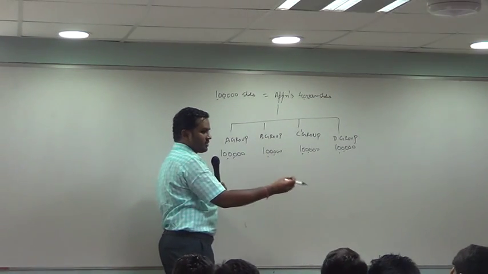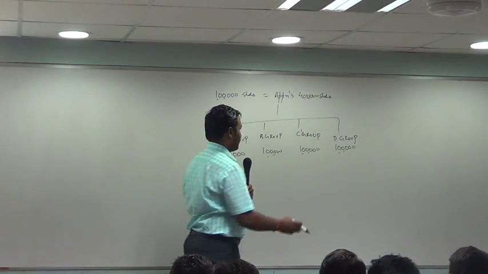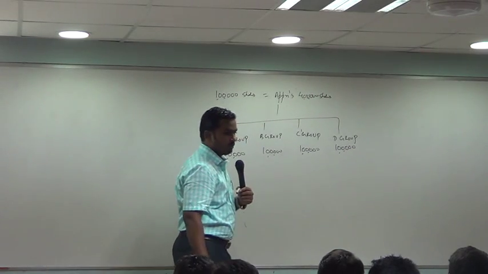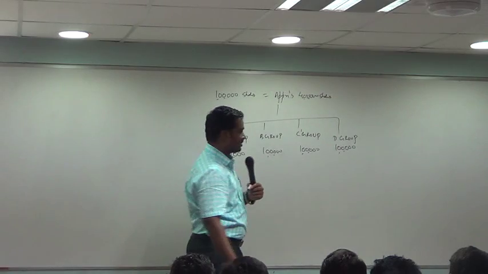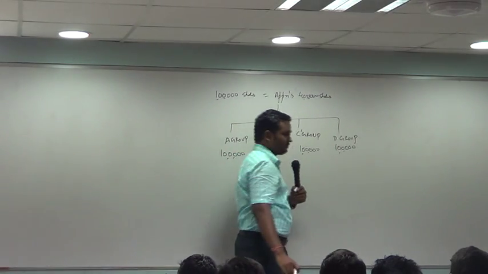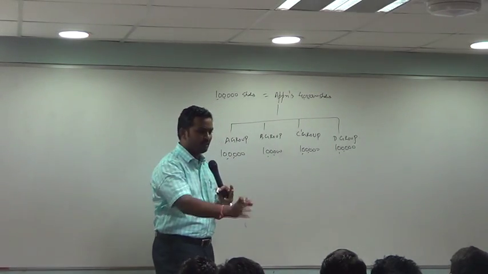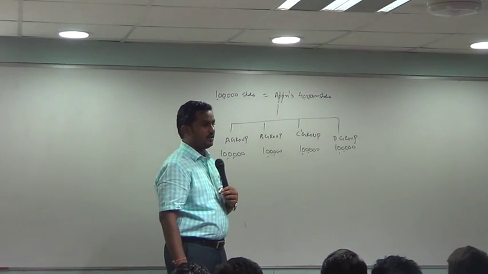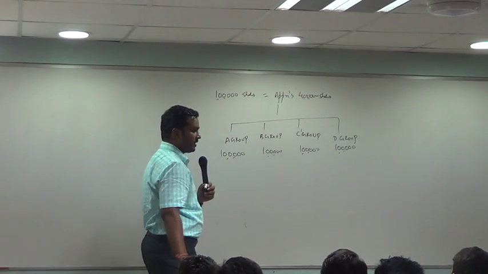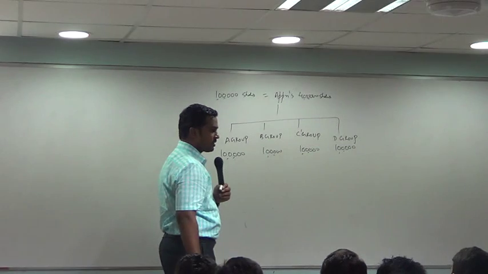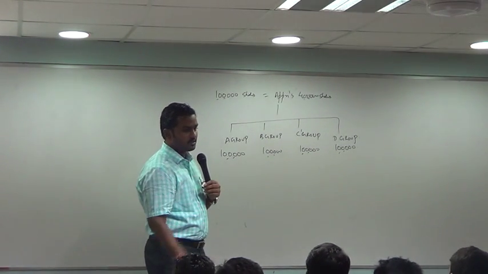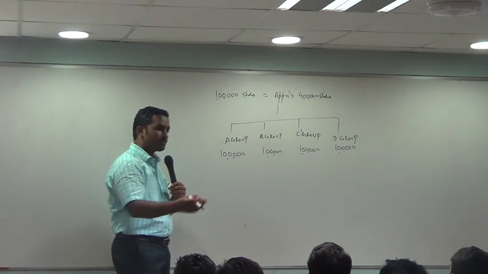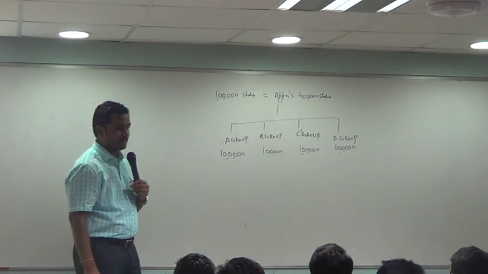B group was financial institutions, banks. C group was brokers, share brokers, stock dealers. D group was the public. So 4 groups of people have applied for your shares. What is the option available in front of the company? The company cannot allot 4 lakh shares. The company cannot make everybody happy. They can allot a maximum of 1 lakh shares. So what should we do now? What are the options available in front of the company?